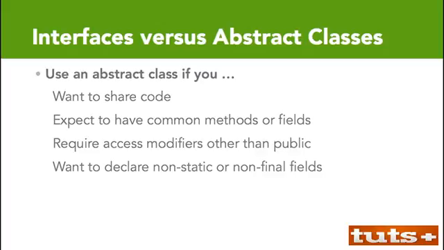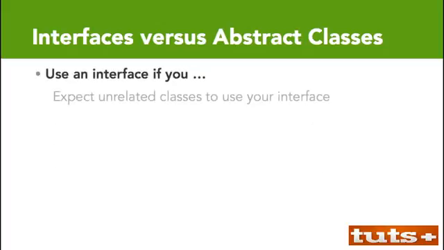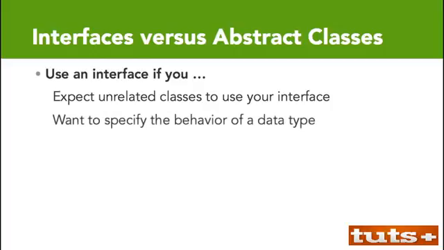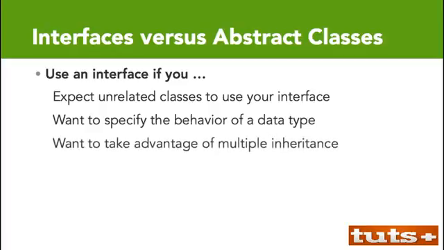You want to use an interface if you expect that unrelated classes would implement your interface. For example, the interfaces comparable and clonable are implemented by many unrelated classes. You would use an interface if you want to specify the behavior of a particular data type, but you're not concerned with who implements its behavior. And finally, use an interface if you want to take advantage of the multiple inheritances. You can only extend one class, but you can implement one or many interfaces.